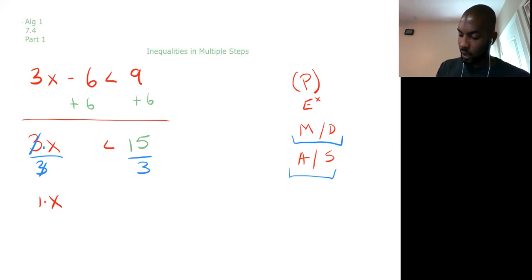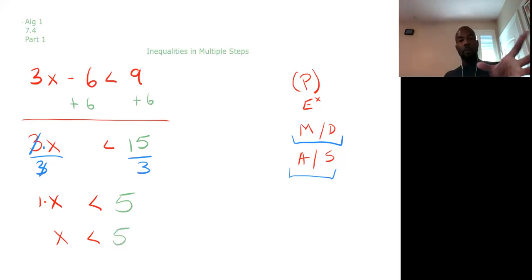times 1 is less than 15 divided by 3, which is 5. 1 times x is less than 5. Or more precisely, whatever number I choose for x, it must be less than 5 for it to work with this inequality. So let's pick a number that is less than 5.